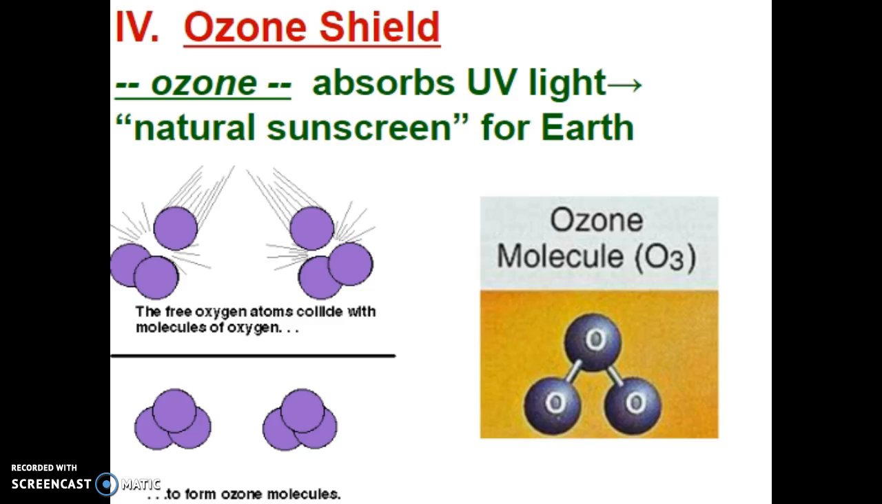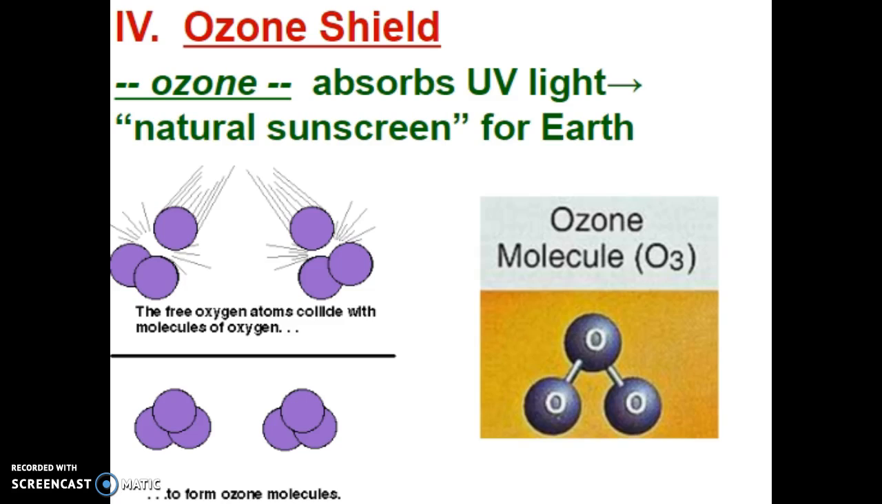The word ozone is another one of those terms in the news and the media that often is used incorrectly, and has a bad connotation in some cases. Ozone is a molecule that we need in our atmosphere. Ozone absorbs ultraviolet light from the sun, and it acts kind of like a natural sunscreen for the surface of the earth. The sun puts out two different types of ultraviolet rays, UVA and UVB rays.